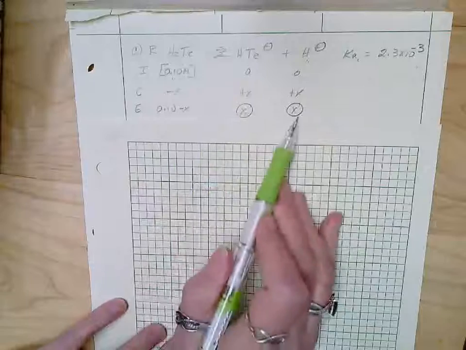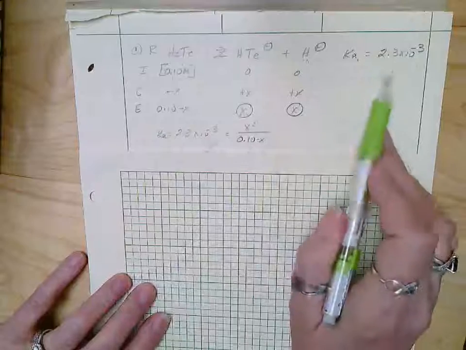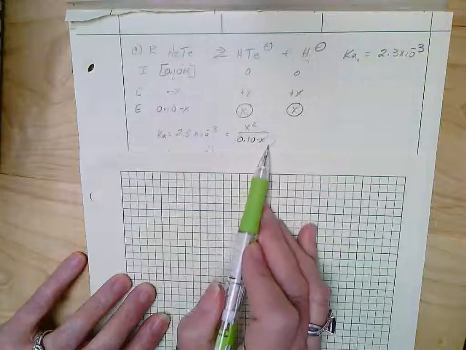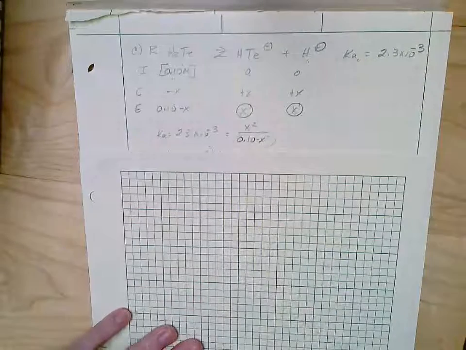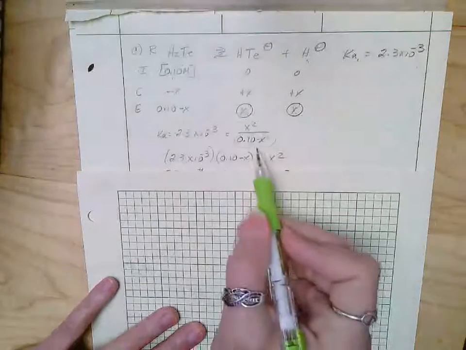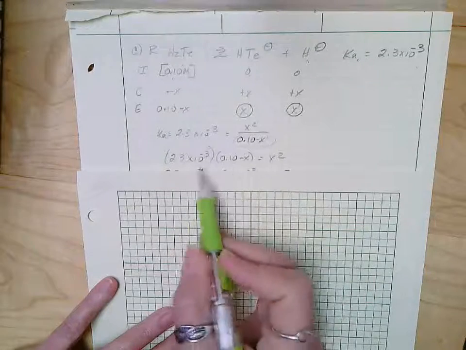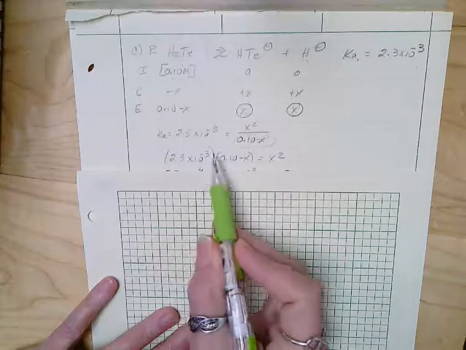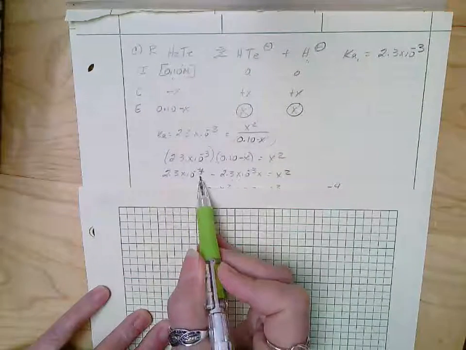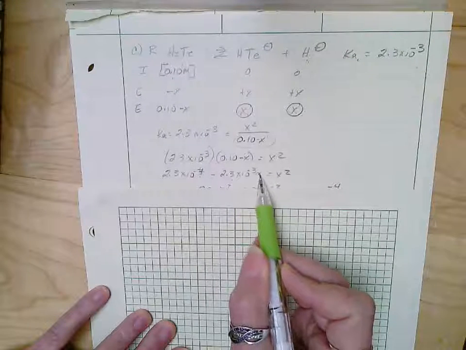And now we're going to go through and figure out what the Ka equals. So Ka equals x squared over 0.10 minus x. So now I'm going to have to go through and do the quadratic. I'm going to multiply this by 0.10 minus x. So now I have to distribute the 2.3 times 10 to the negative third to each. And I get 2.3 times 10 to the negative fourth minus 2.3 times 10 to the negative 2 times x.